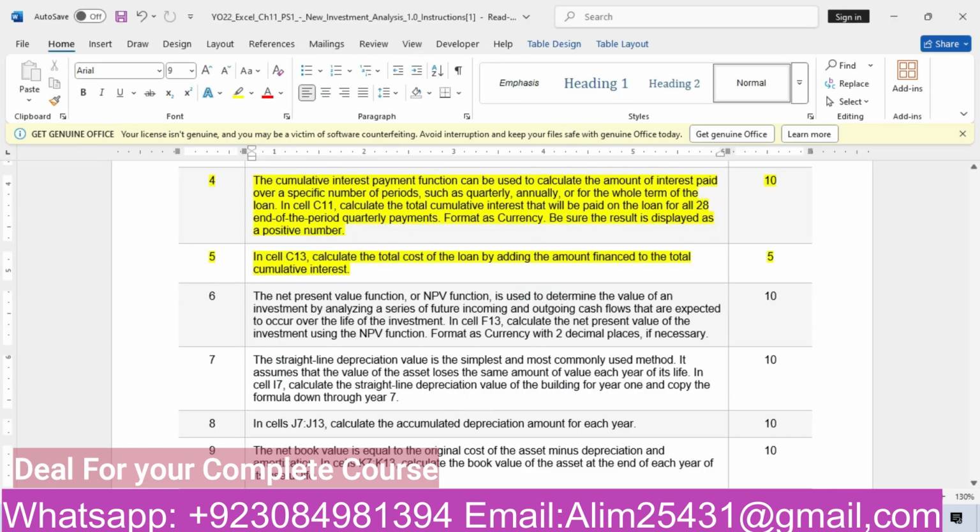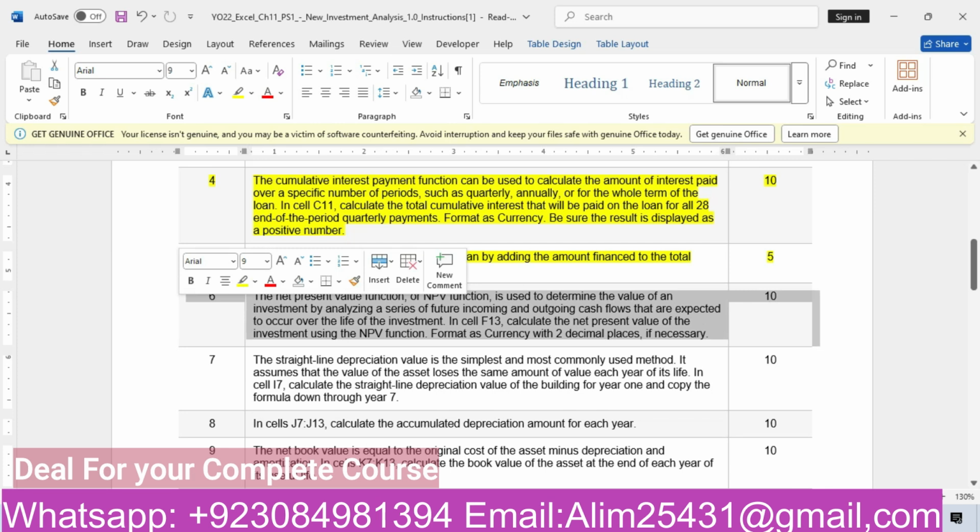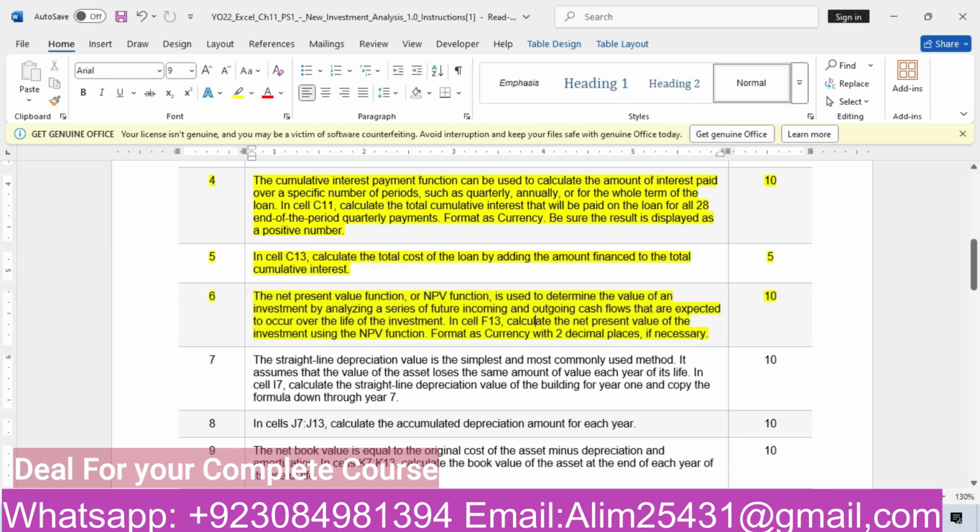That's our fifth step. In our sixth step, what is he asking? The net present value function, or NPV function, is used to determine the value of an investment by analyzing a series of future incoming and outgoing cash flows that are expected to occur over the life of the investment. In the cell F13, calculate the net present value of the investment using the NPV function. Format as a currency with two decimal places if necessary.